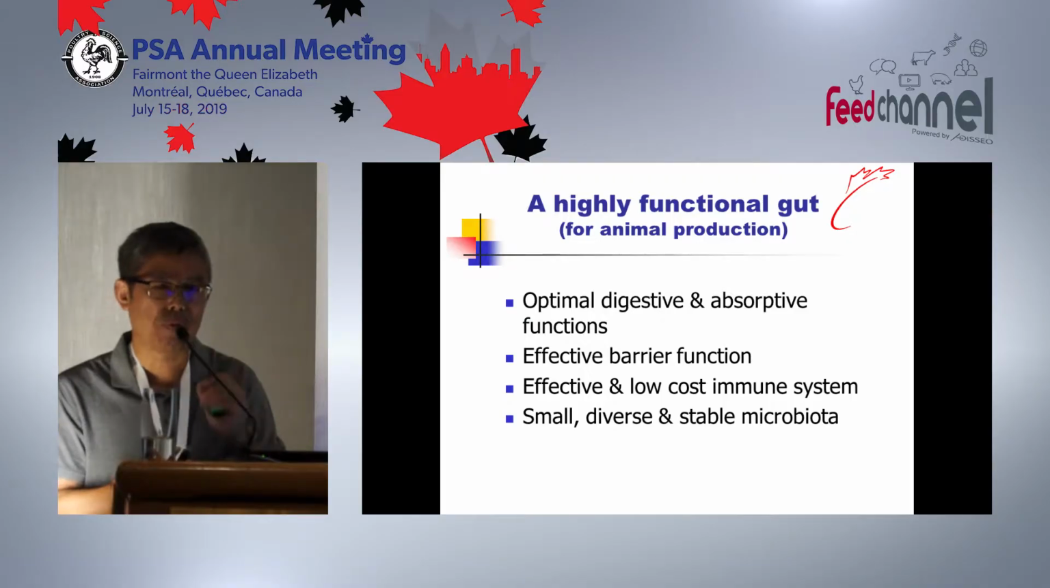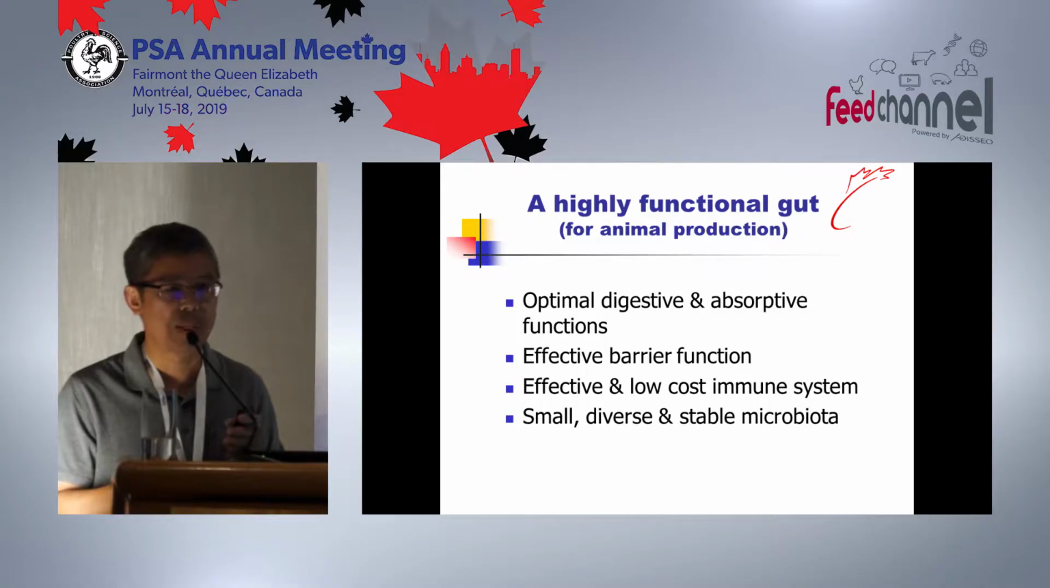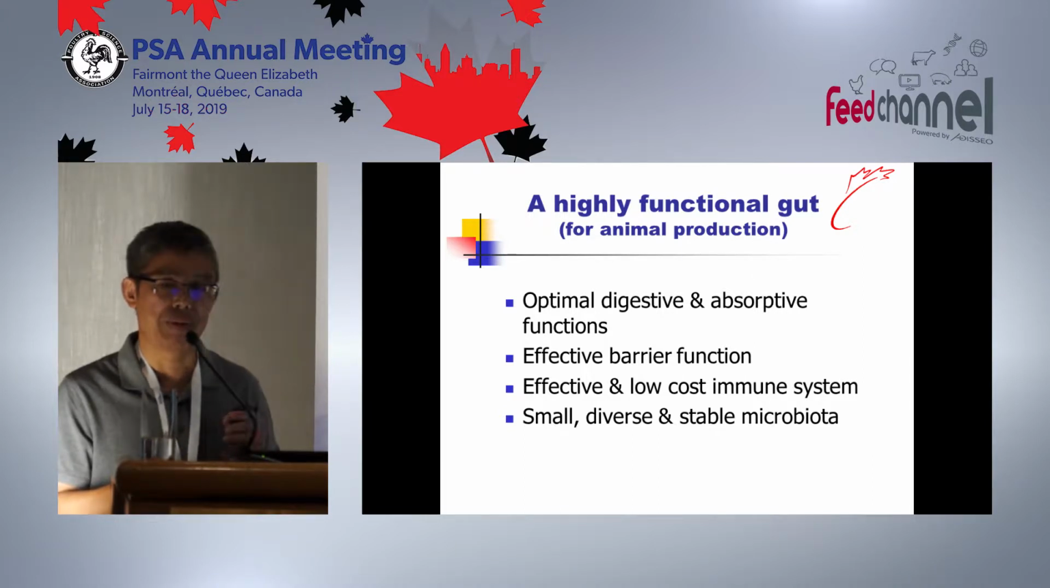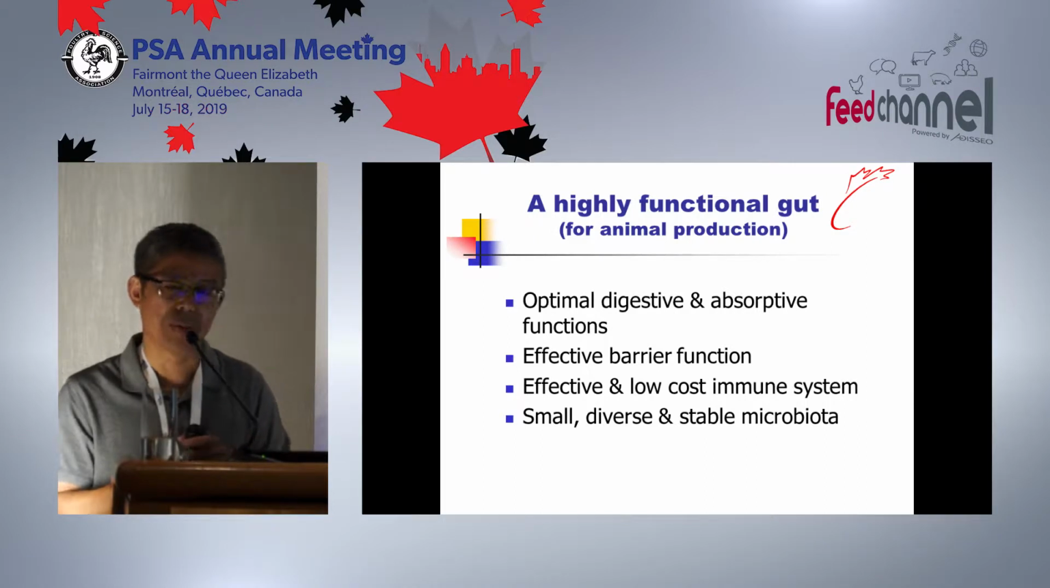There are around 4 aspects to describe a healthy gut. The first is optimal digestive and absorptive functions. The second is effective barrier function. The third is an effective but low-cost immune system. The last is a small, diverse, and stable microbiota. In my talk, I will touch on the last 3 points.